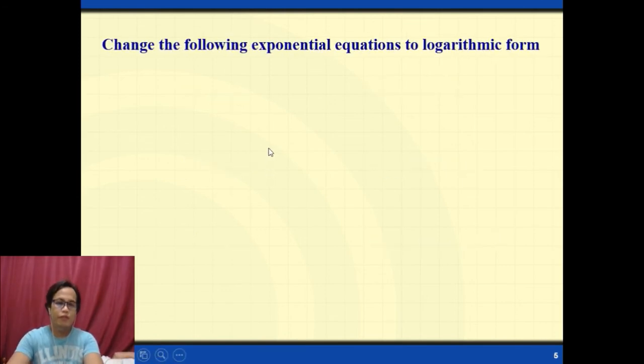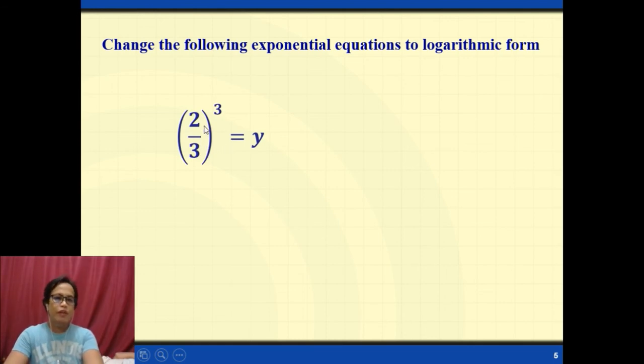Let's proceed to the fourth example. For example, we are given 2 over 3 quantity cube equals y. Our base here is the fraction 2 over 3. Of course, the exponent is 3 and the power is y. So when we write this one to logarithmic, pwede rin na siya isuwat of log of y to the base 2 over 3 equals 3. So this is our base, this is the exponent, this is the power.